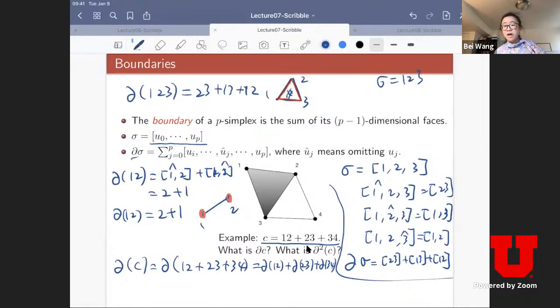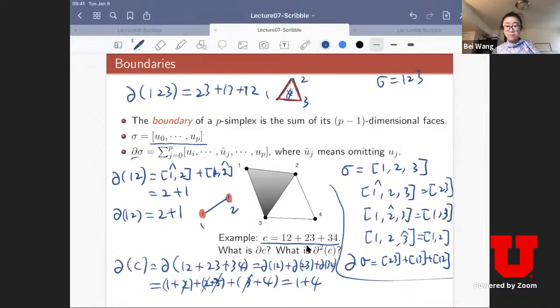And each individual element is an edge. The boundary of an edge is its vertices. Right? So the boundary of 1, 2 is 1 plus 2. Boundary of 2, 3 is 2 plus 3. Boundary of 3, 4 is 3 plus 4. And I add them all together. The 3 and 3 cancel out. 2 and 2 cancel out. This is 1 plus 4. Okay?